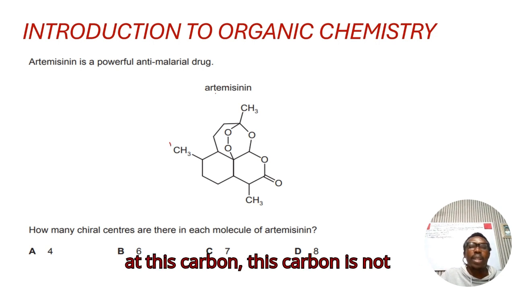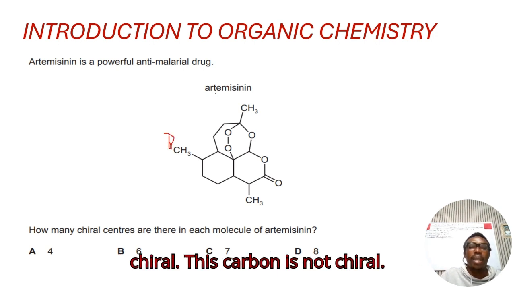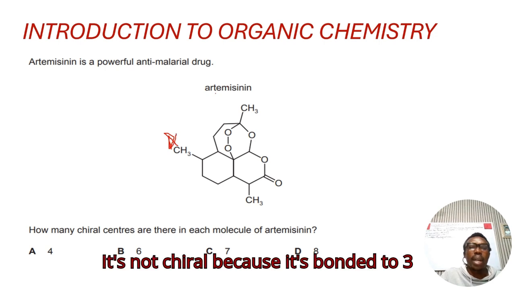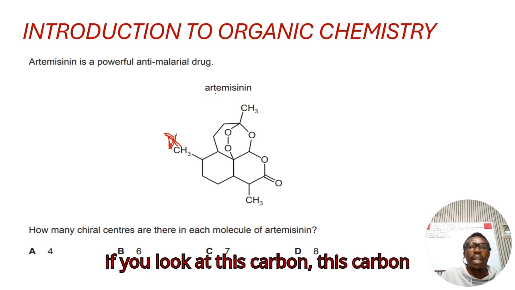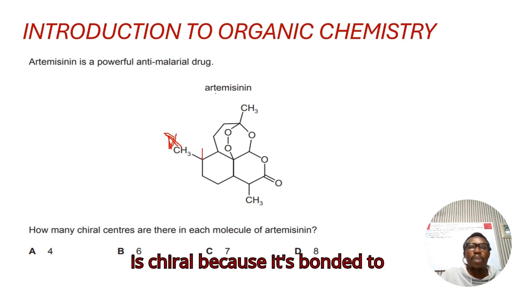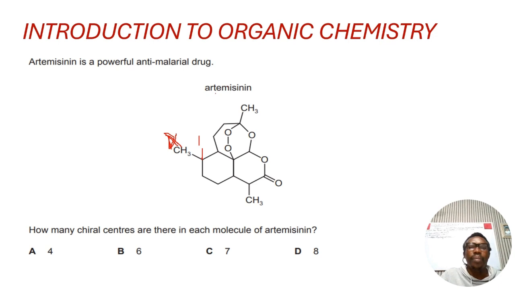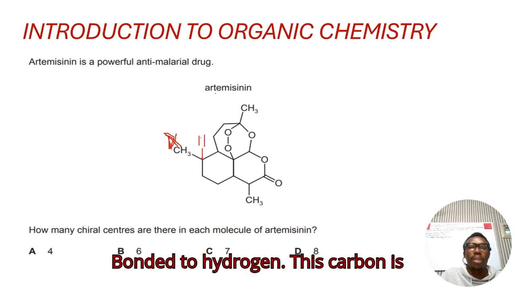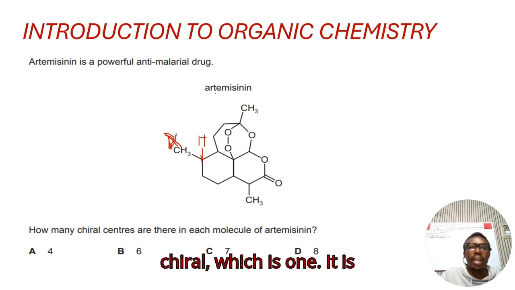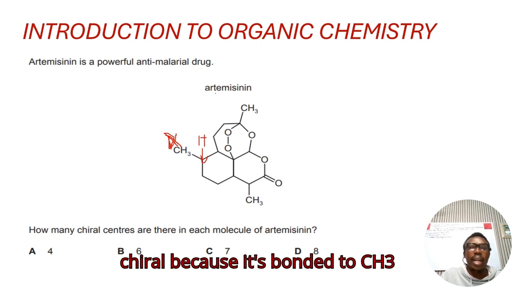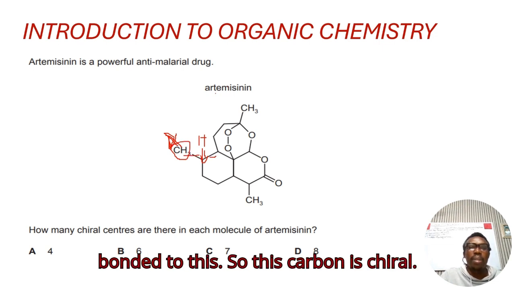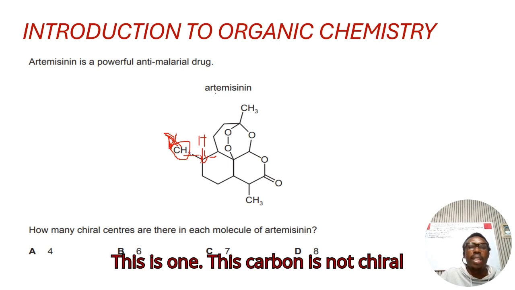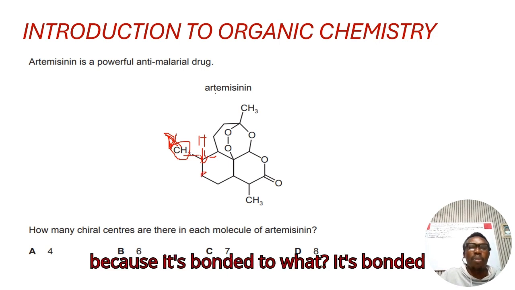Now, if you look, this carbon is not chiral. This carbon is not chiral. It's not chiral because it's bonded to 3 hydrogen atoms. But if you look at this carbon, it is chiral because it's bonded to hydrogen. This carbon is chiral, which is 1. It is chiral because it's bonded to CH3, bonded to this, and bonded to this. So this carbon is chiral.